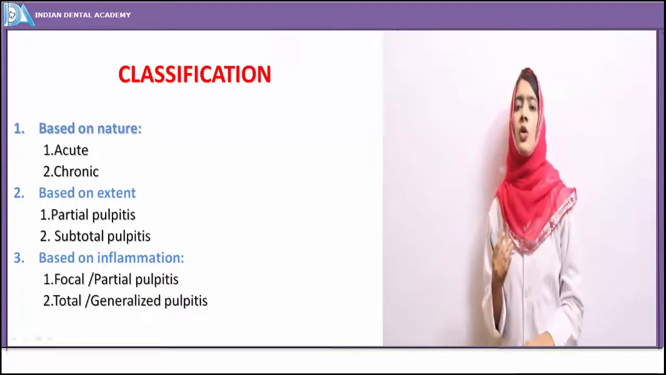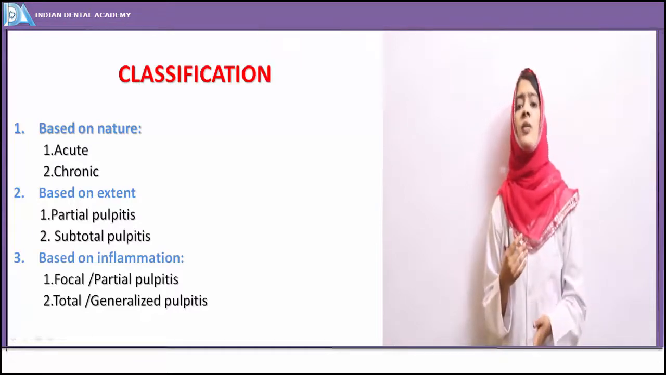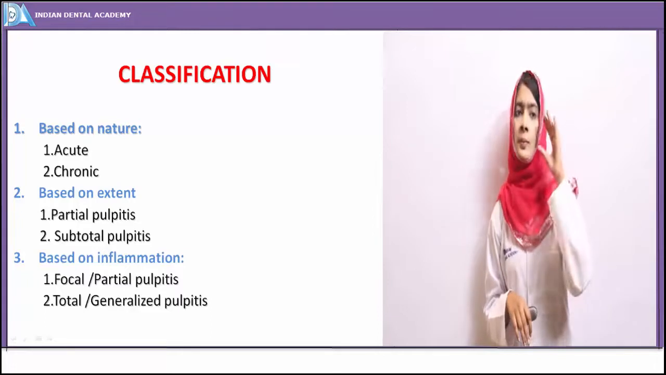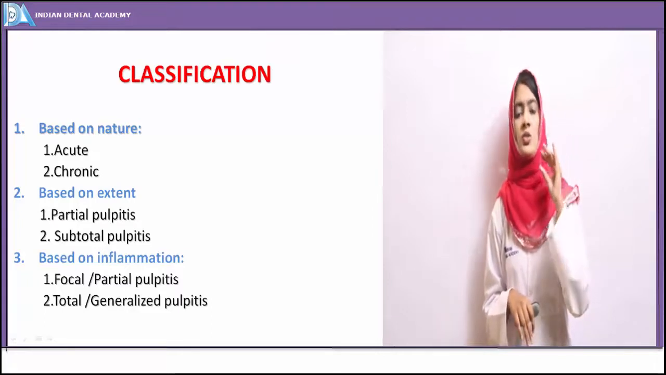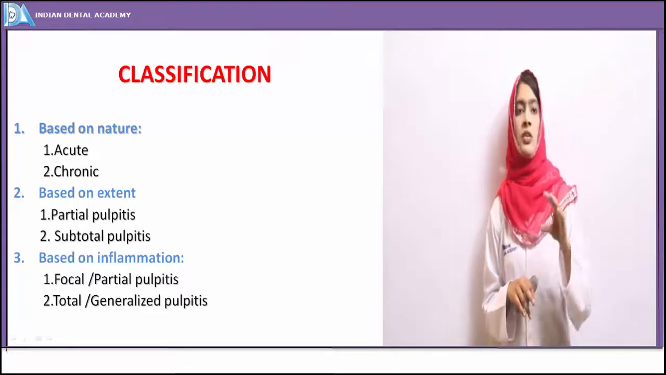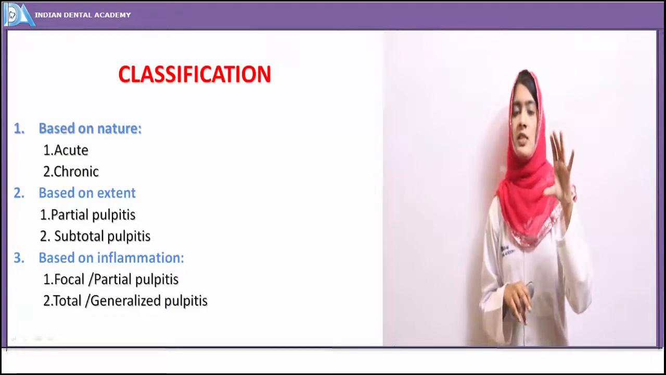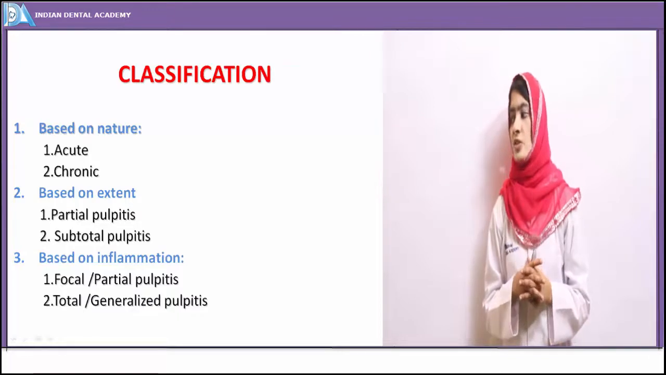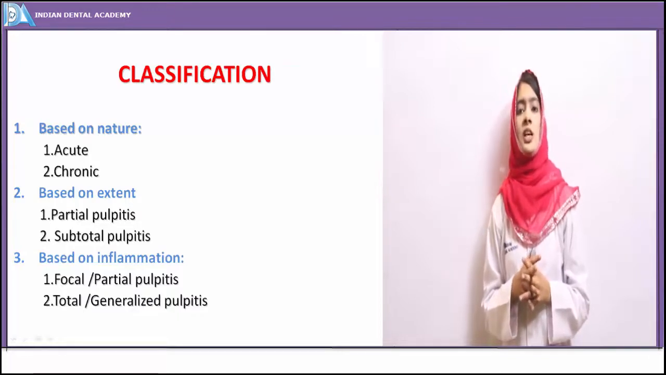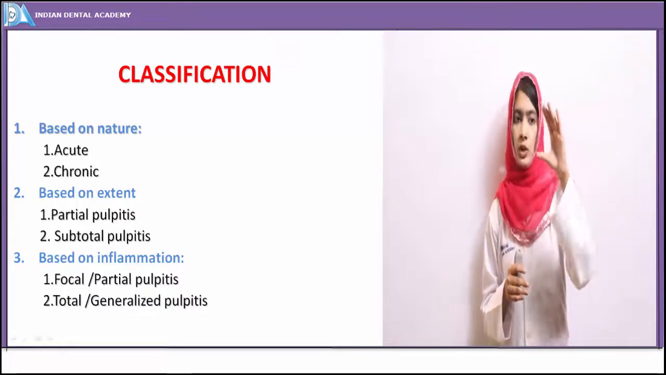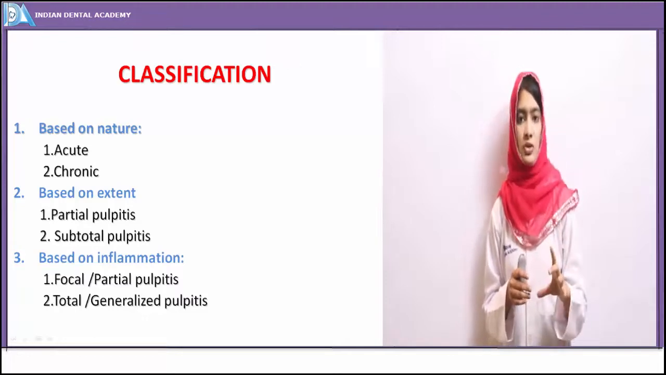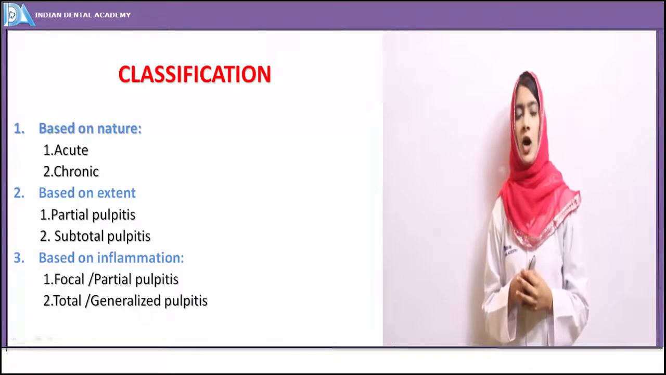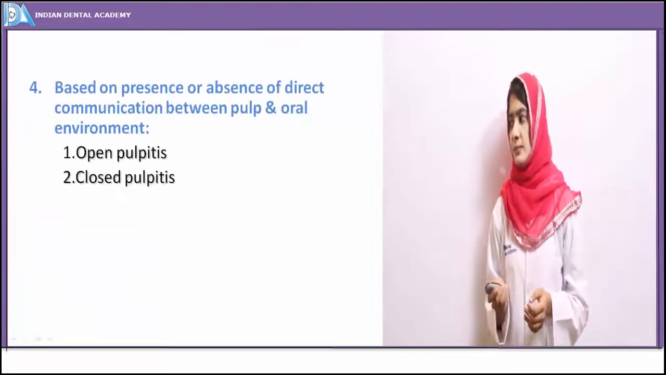Based on the extent of involvement, if the whole of the pulp is involved, then it is known as total pulpitis. If only a part of the coronal pulp is involved, it is known as partial pulpitis. If the whole of the coronal pulp is involved, excluding the root canal, the term subtotal pulpitis is used. Based on the inflammation, whether it is confined only to the crown or extending even into the root canals, it is divided as partial pulpitis or generalized pulpitis.